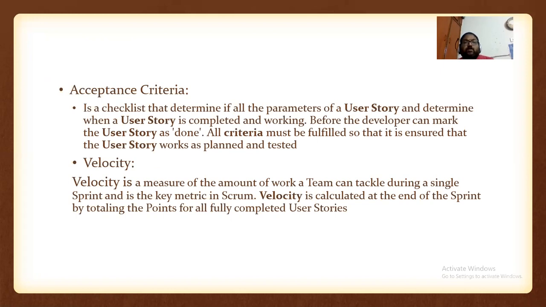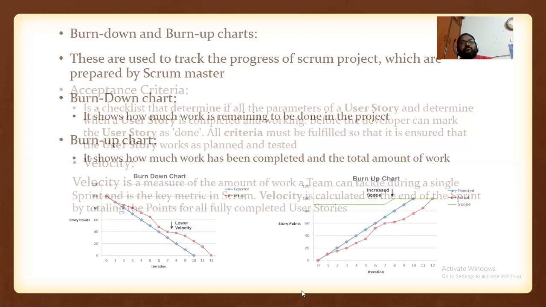There is a velocity, a measure of the amount of work a team can tackle during a single sprint, and it is the key metric in Scrum. Velocity is calculated at the end of the sprint by totaling the points for all fully completed user stories. Finally, what is the velocity for this? In the previous sprint, how many user stories did you complete? 3. Yes, your team velocity is 3. This is the speed of what they are doing here.